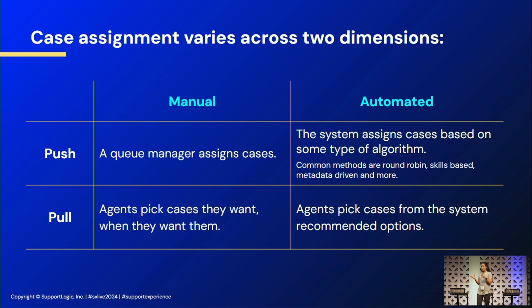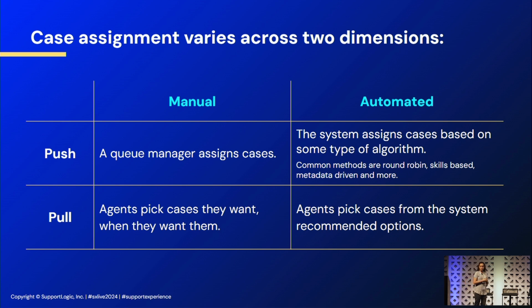Manual assignment via push is when a support manager takes a case and literally pushes it to the agent. You can imagine that at scale, it can be a problem because the support manager cannot all the time just assign cases. But some organizations do use this manual push concept. We know that almost all organizations have some kind of automation around case assignment.